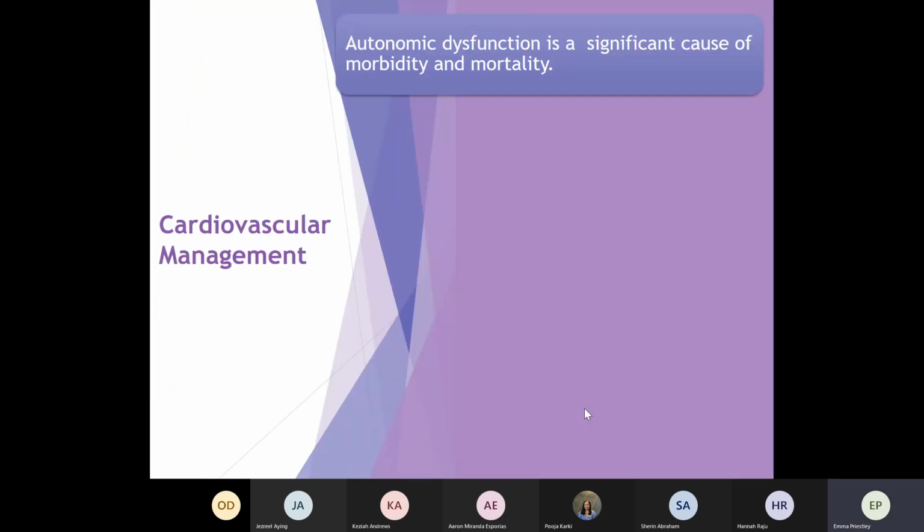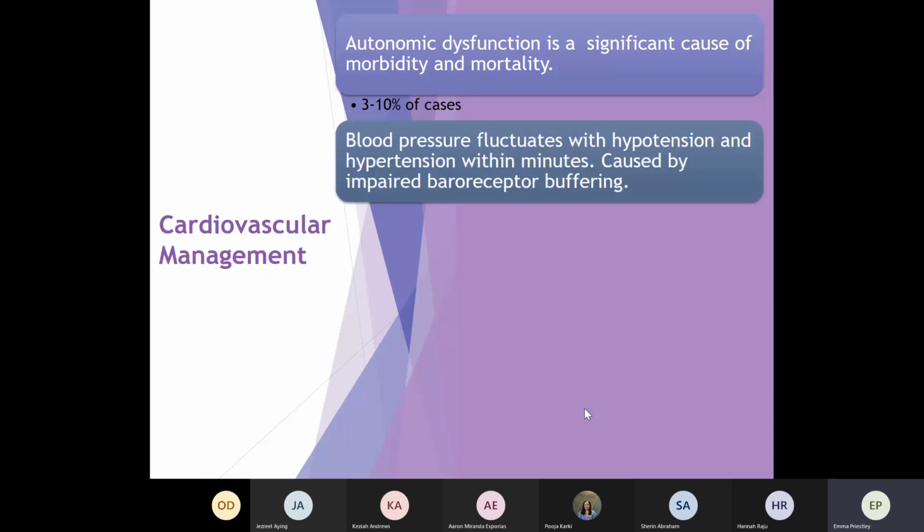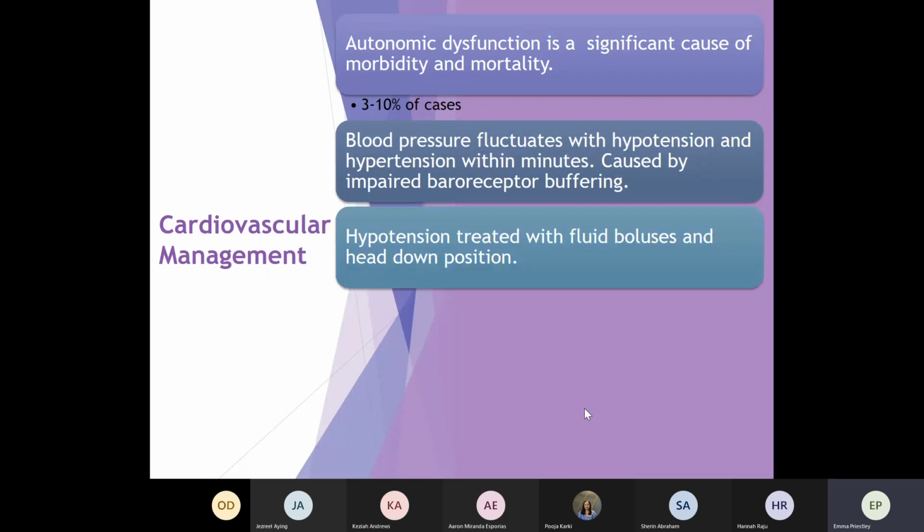Exactly. From a cardiovascular point of view, they can get autonomic dysfunction because obviously the myelin sheath is damaged. It depends on what part, and the parasympathetic nervous system is affected by this. So luckily it's a low number of cases. 3 to 10% of the cases are going to have autonomic dysfunction as well. The blood pressure will fluctuate.